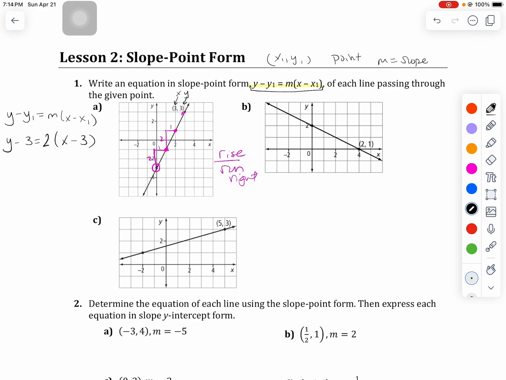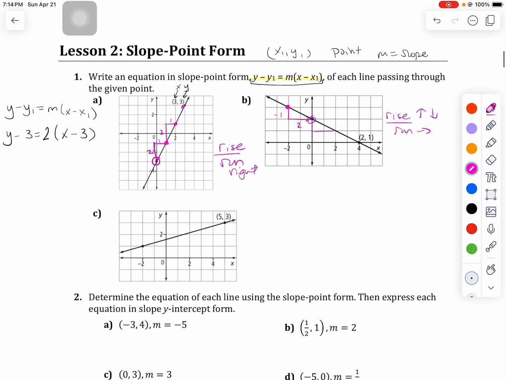We put our points in, we put our slope in. For part b, we figure out the slope starting from a left point. I could start from this point or this point. They kind of give us a point, don't they? And we're going down 1 and right 2, right? We rise up or down, and then we run right. Down 1, right 2. So there's our slope, negative 1/2. Here's our x and our y. So our equation is y minus 1 is equal to negative 1/2 times x minus 2.